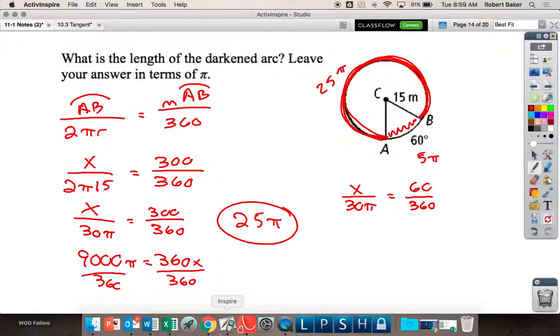Kind of makes sense? Is the pi scaring you guys? It's just kind of like a variable that's just going to stick with it. You're not going to use it to multiply it out.